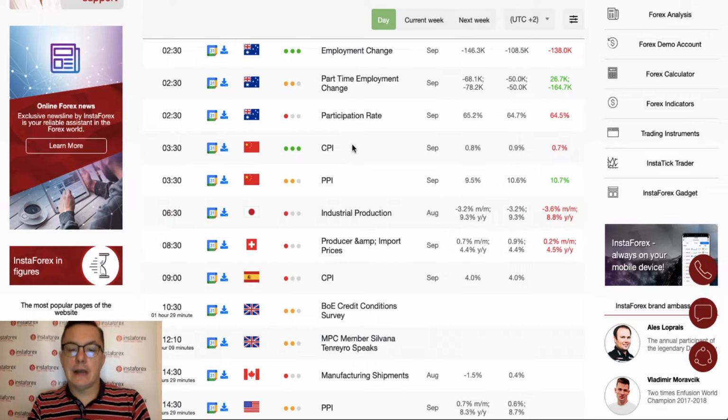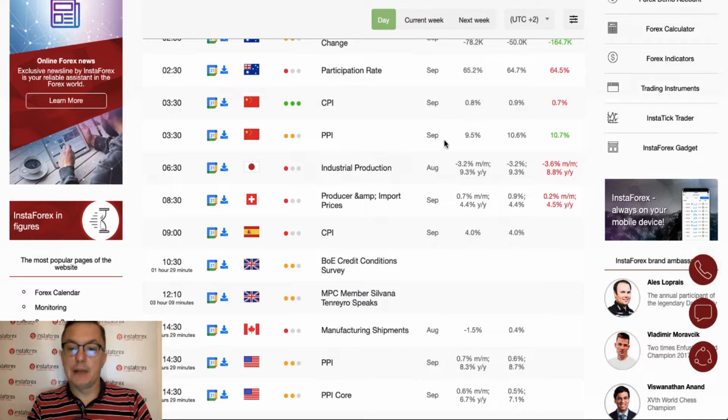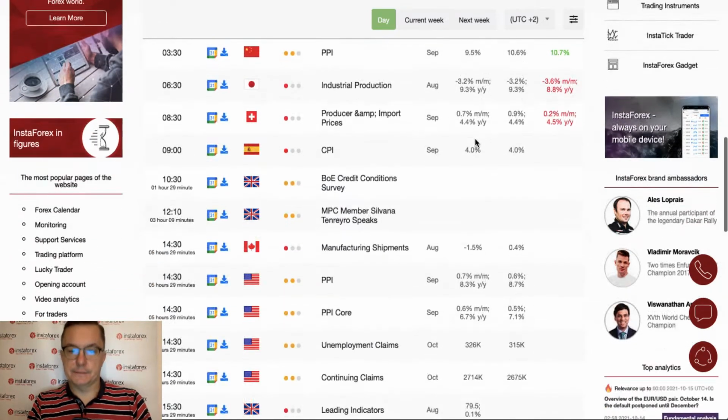Other news are CPI data from China. Was worse than expected, 0.7% versus 0.9 expected, and worse than a month ago, 0.8%. PPI for the month of September from China, better than expected, 10.7 versus 10.6% expected, and way better than a month ago, number of 9.5%.